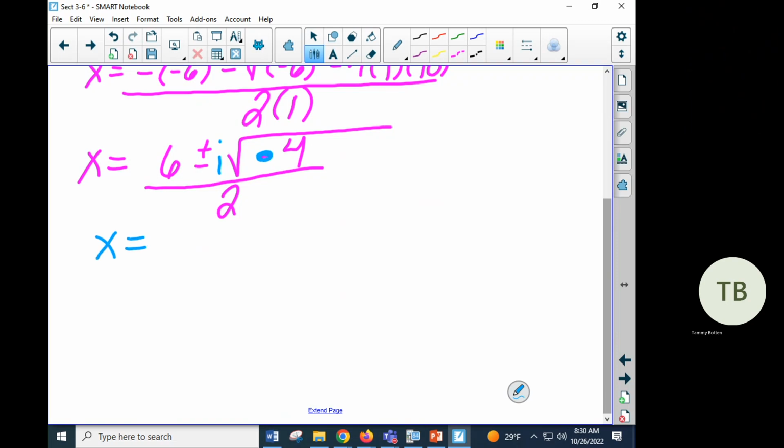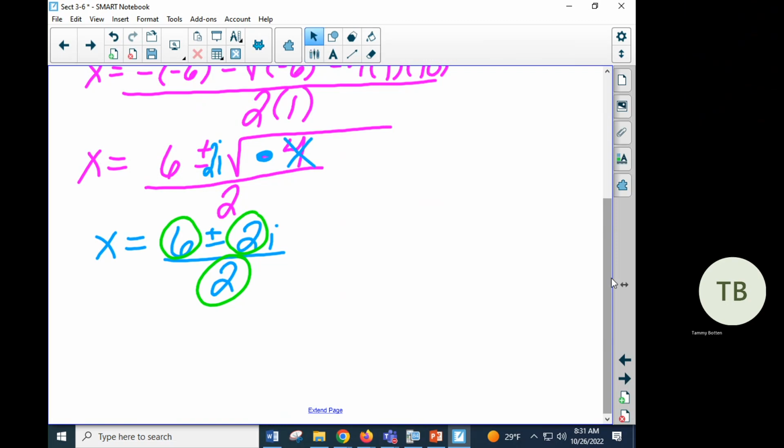Okay. Now I have 6 plus or minus. What's the square root of 4? 2, right? So I would also take a 2 up front. So it'd be 6 plus or minus 2i all over 2. And when you do that, you look at all 3 of these numbers. Something has to go in all 3 of them. And does it? What goes into all of those?